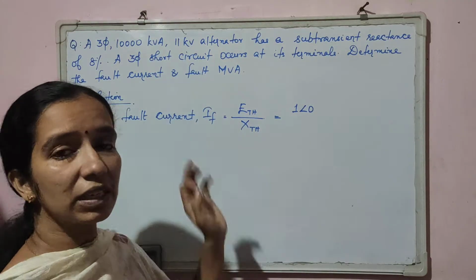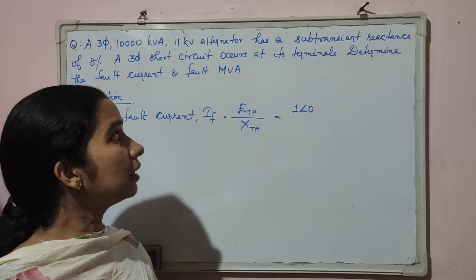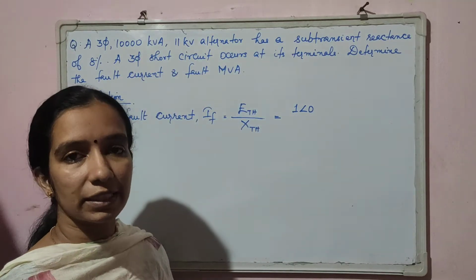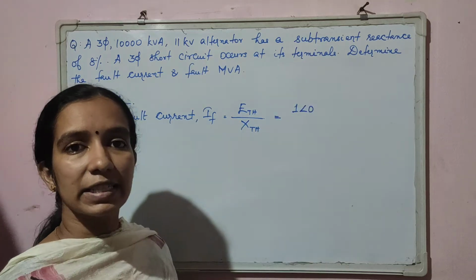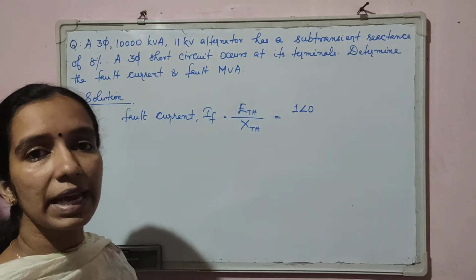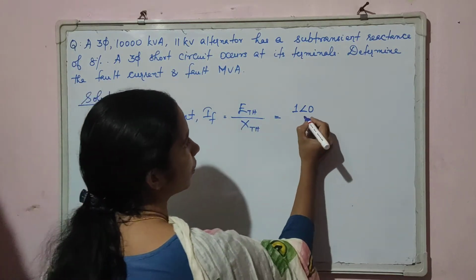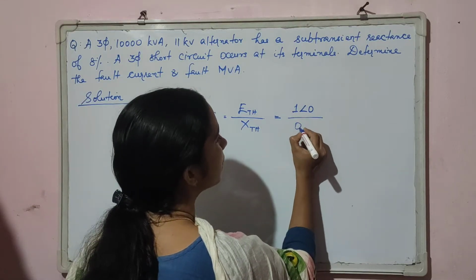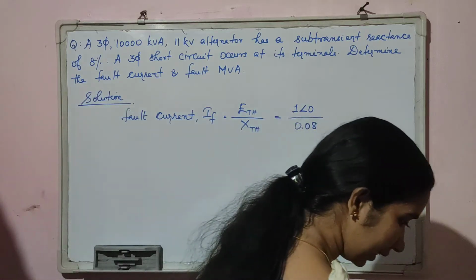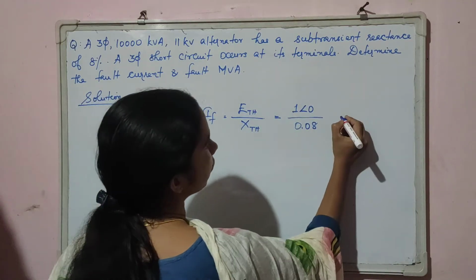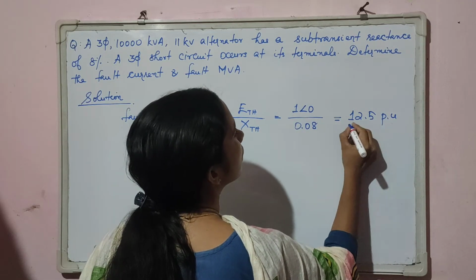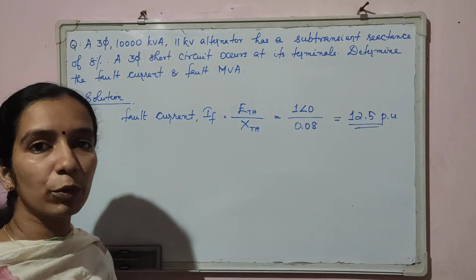So here we are considering a single alternator and this fault is occurring at the terminals of the alternator. So the equivalent reactance will be the reactance of the generator itself, that is 8%. 8% in per unit becomes 0.08. So 1 divided by 0.08, we get 12.5 per unit. So the fault current in per unit is 12.5.